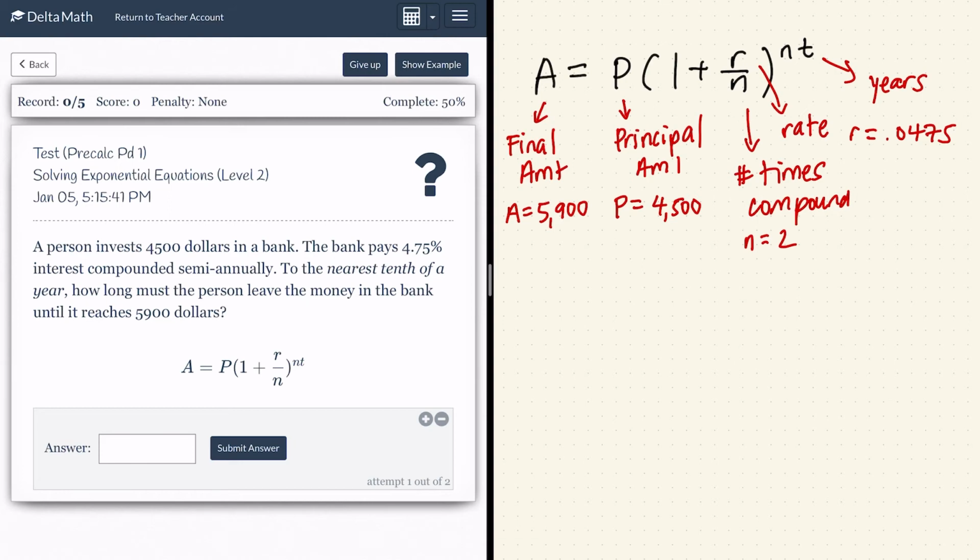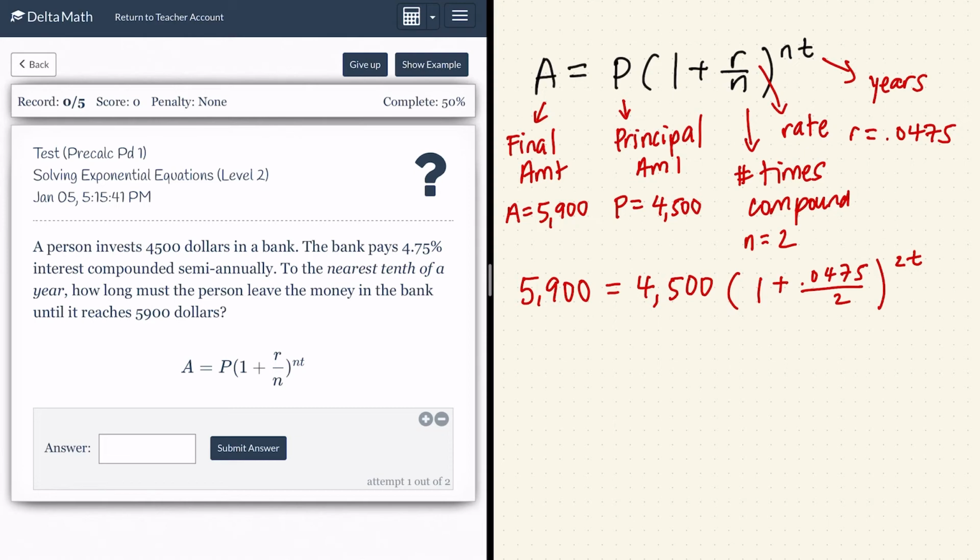So let's write down the formula. It'll be 5,900 is equivalent to 4,500 parentheses 1 plus, because we're gaining money, that's why we're adding, plus 0.0475 divided by 2 raised to the power of 2t.